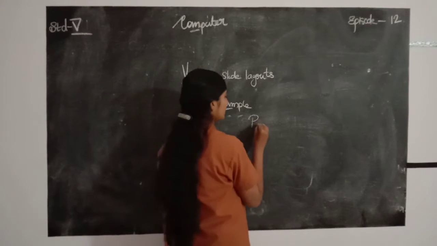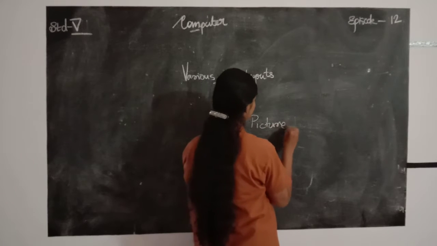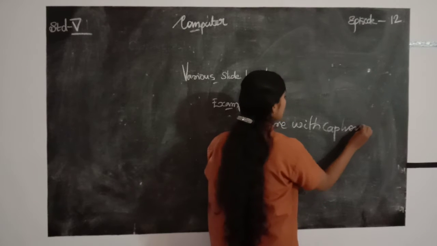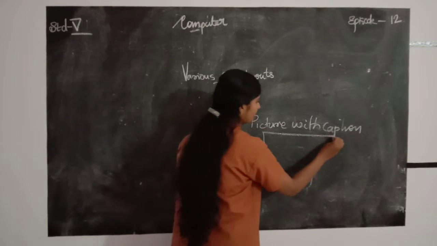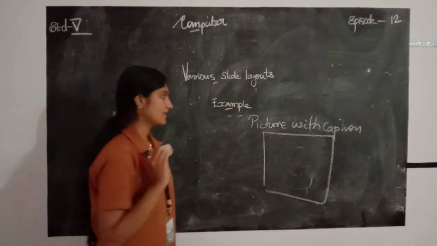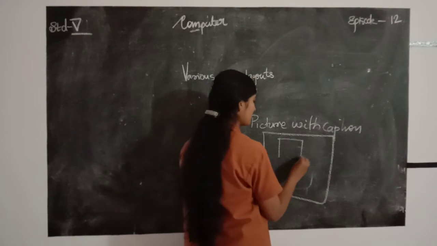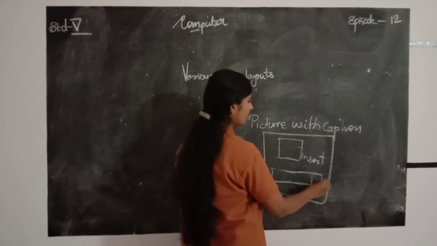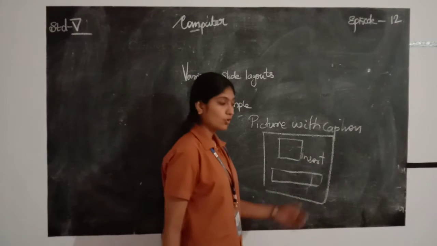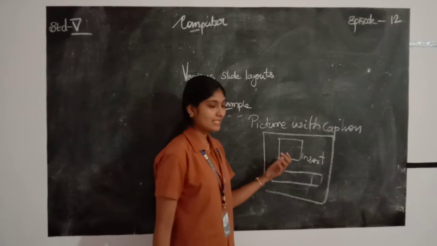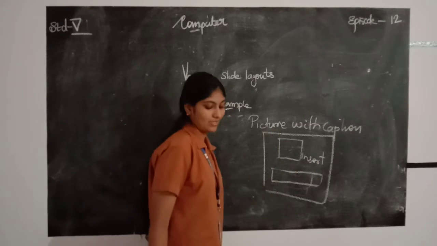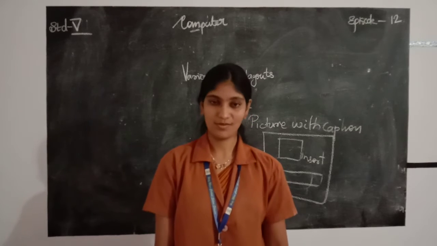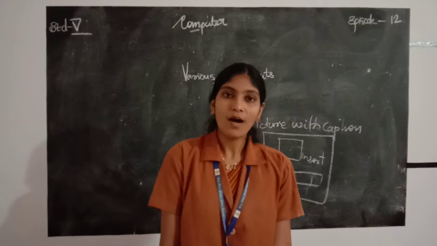Caption. Picture with caption. Picture with caption means here this is our layout, just imagine, and we can insert a picture. For example, this is our picture, and also there is a title placeholder. We can write the topic, or we can give some title about this picture. That is picture with caption. So there are different types of layouts present in the PowerPoint software. Right? Okay. So the next topic is how to change the layout.